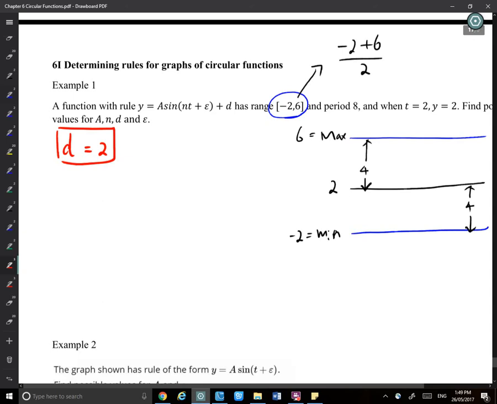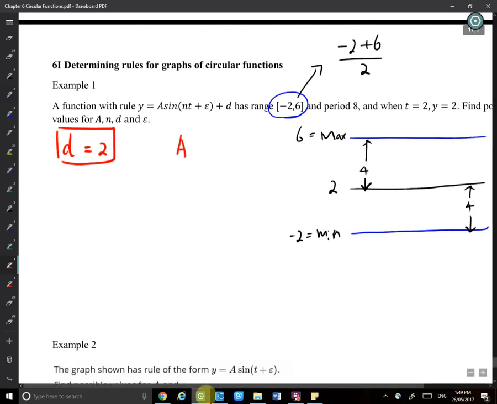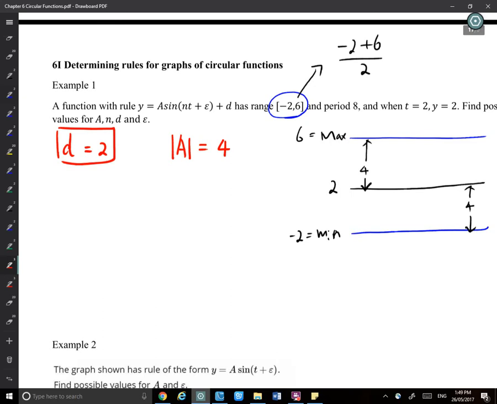Next, what's the amplitude? 4. It already gives you that from the midline going to the top is 4. But A is not 4, the absolute value of A is 4. A can be -4. You don't know yet. You just say I can go up by 4 units, but that can be -4 as well. -4 can give you go down by 4 as well. So we can't decide yet, and let's just put absolute A equals 4.